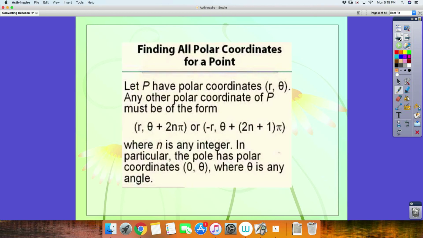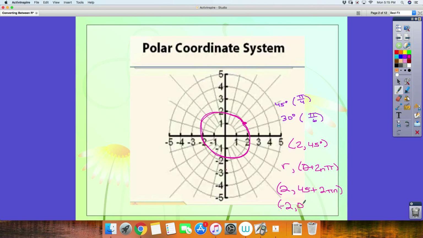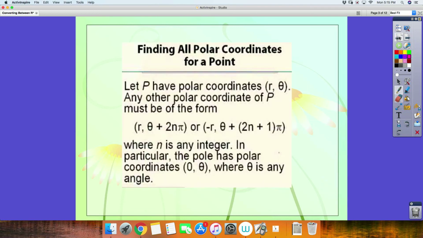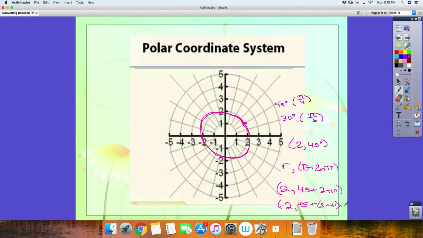So theta, which we know theta in this case was 45, plus parentheses 2n plus 1, close parentheses, and then we put pi at the end. So those are the 2 ways that I could mark this same point using an infinite amount of points.